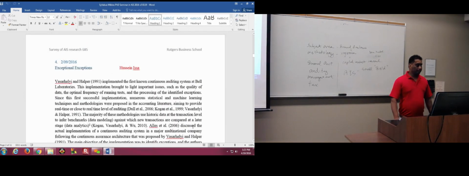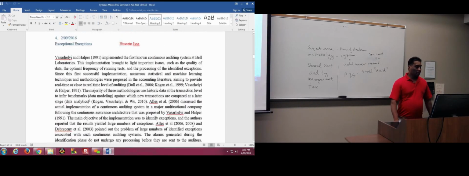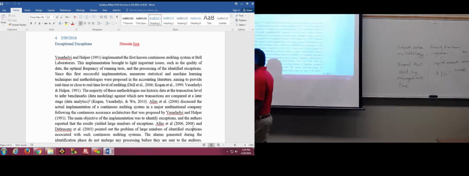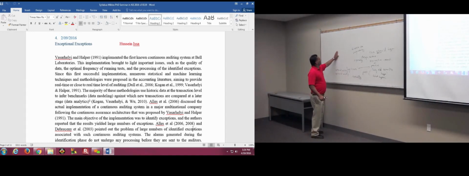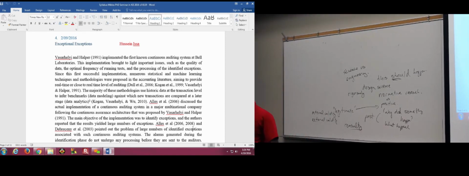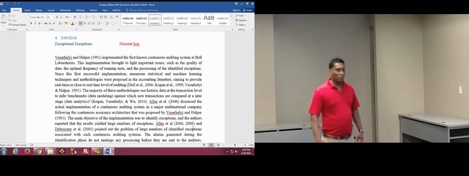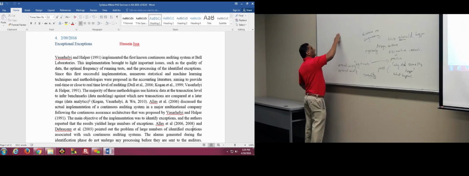So then Hussein has this thing on exceptional exceptions. What he's trying to do there is look at a very specific issue in the auditing context, when you put in place some system. Now he's talking about technology systems, but it doesn't have to be. It could be a manual system that tests data, let's say transactions, versus a benchmark.